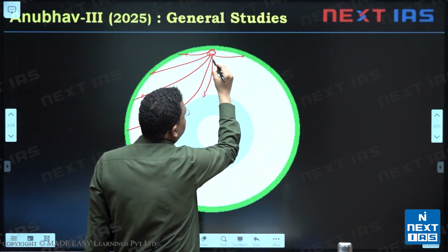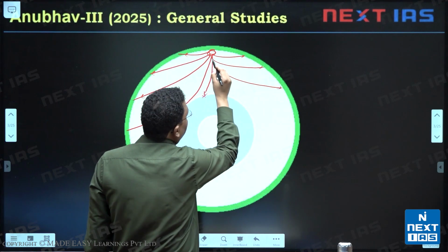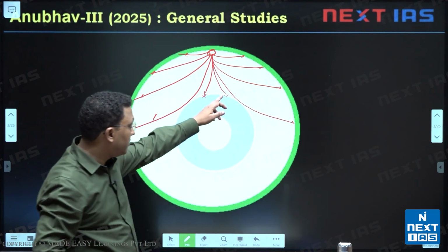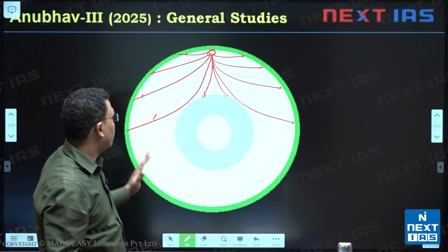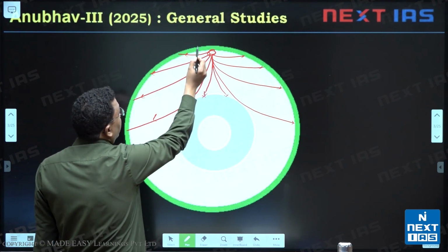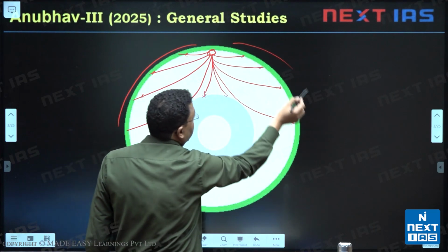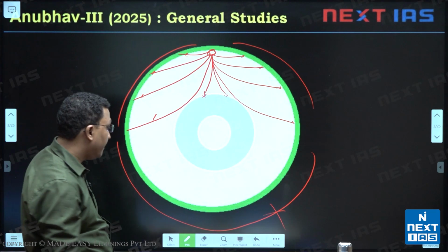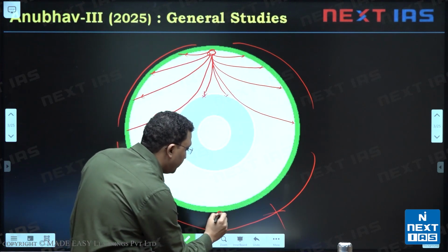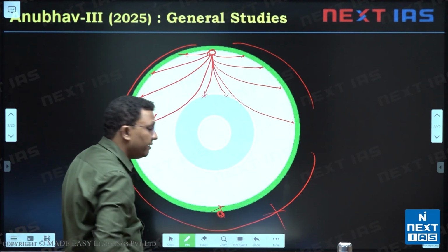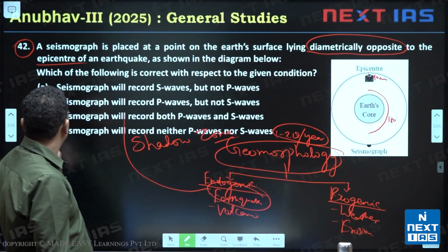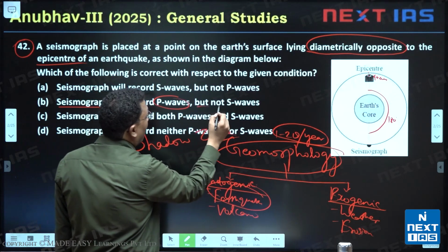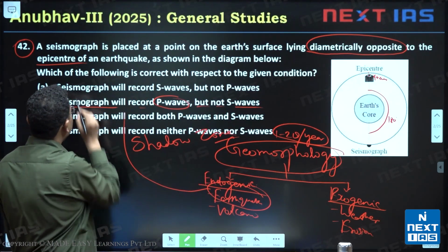Likewise on this side, the S wave will travel up to here, but as soon as it encounters the outer liquid core, it will stop here itself. So the S wave will be recorded only in this region, and this whole region will be a shadow zone for the S wave. In our case the seismograph has been placed here, so it will not record the S wave. So the correct answer here is that the seismograph will record the P wave but not the S wave. So B is the correct answer.